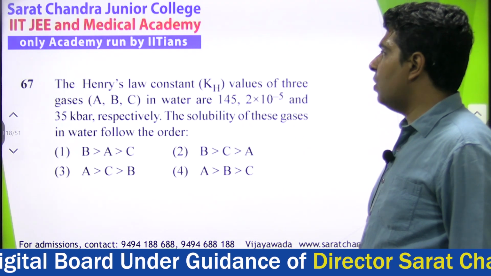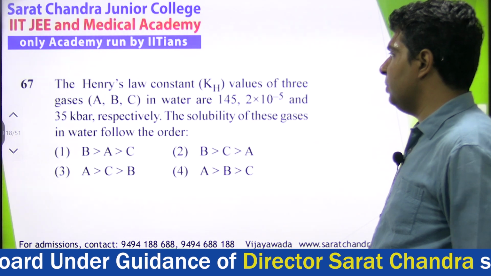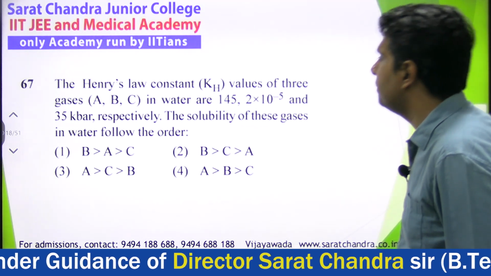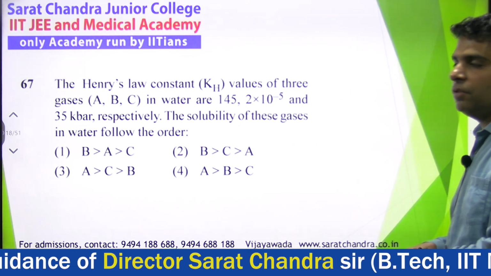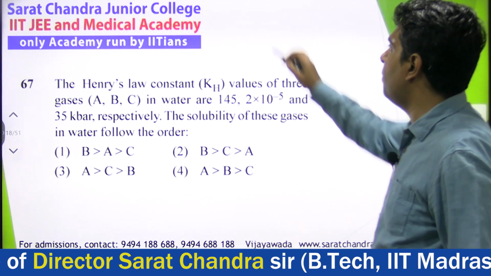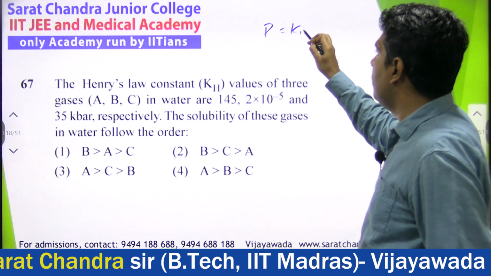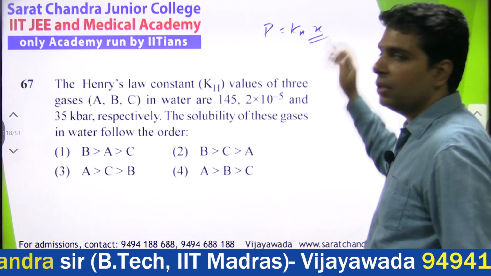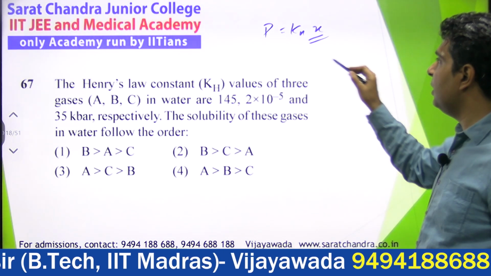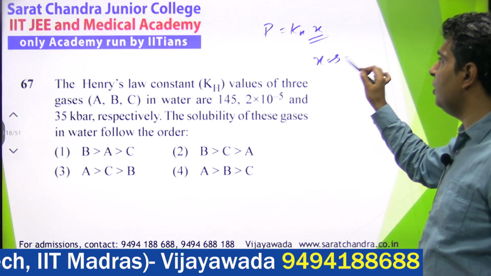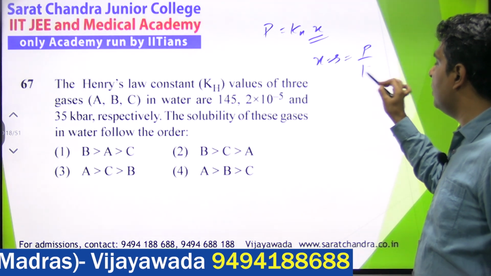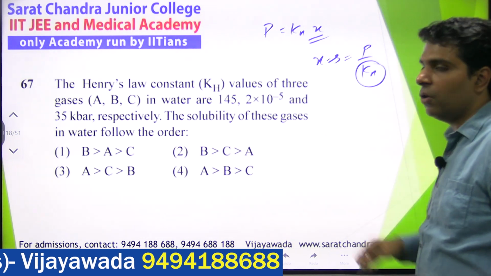Next question: Henry's law constant values of 3 gases A, B, C in water are given. The solubility of these gases in water follows which order? According to Henry's law, the pressure of the gas above the solution is equal to Henry's constant times the mole fraction of the gas in the solution. So basically, the mole fraction, that is the solubility of the gas, is inversely proportional to Henry's constant.